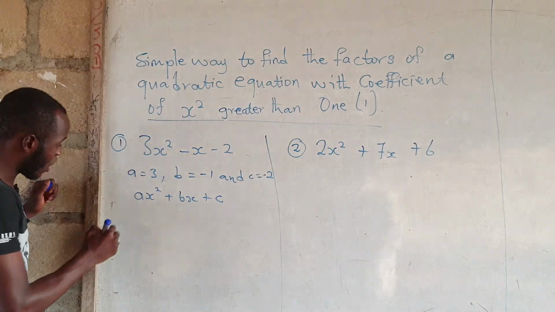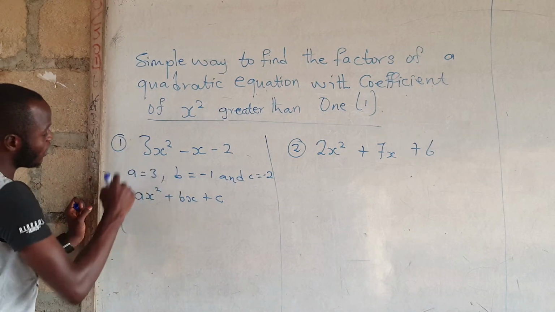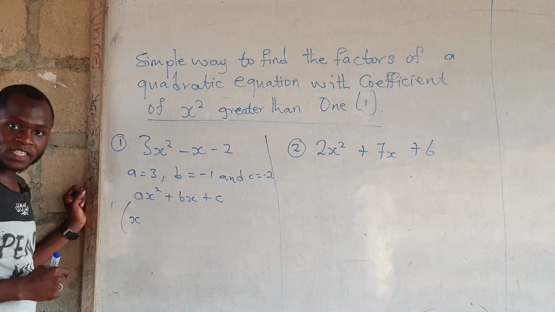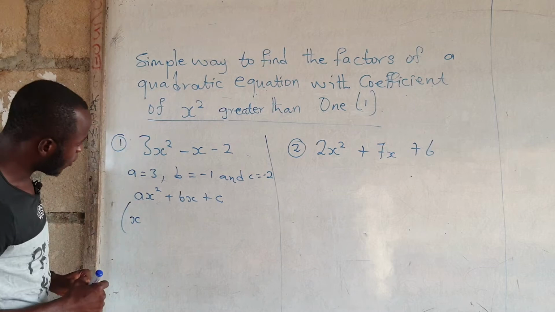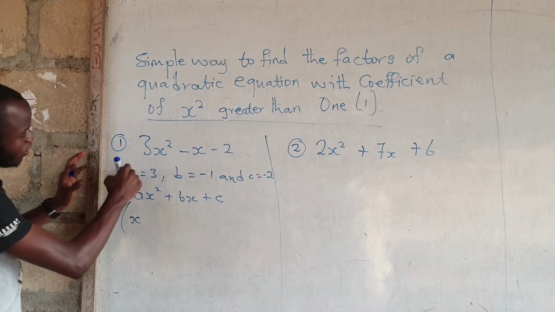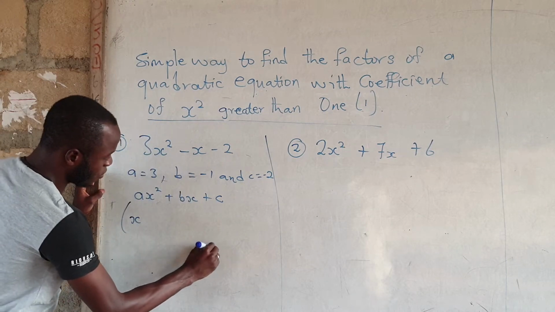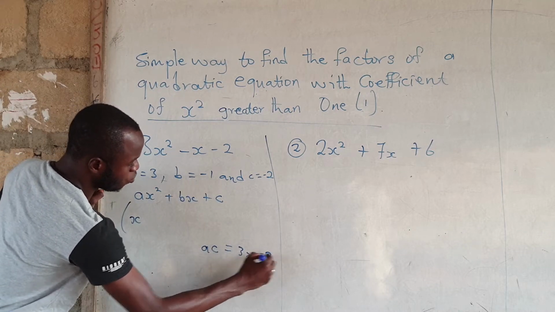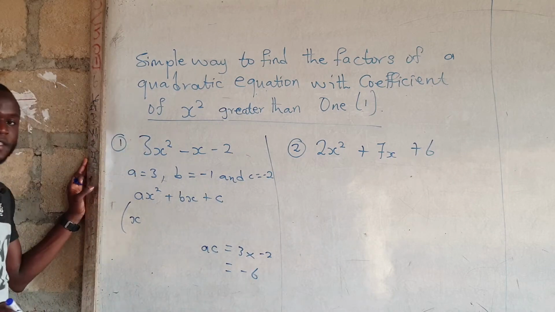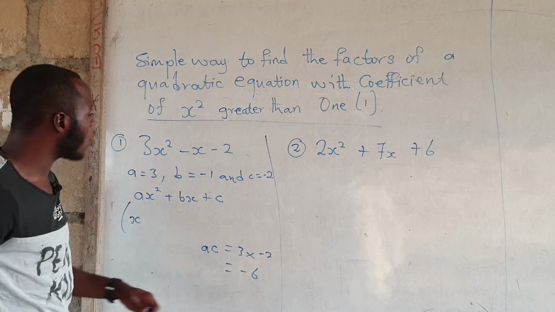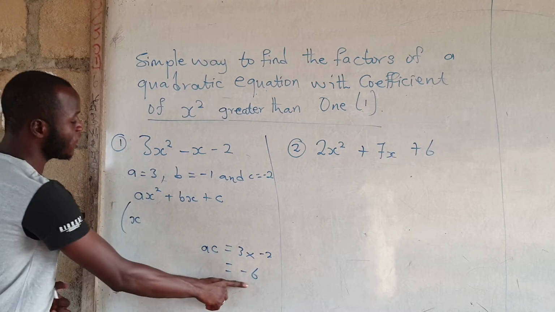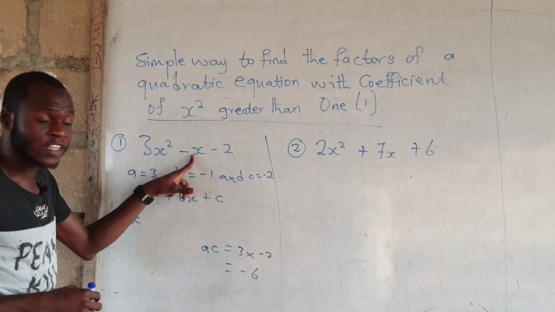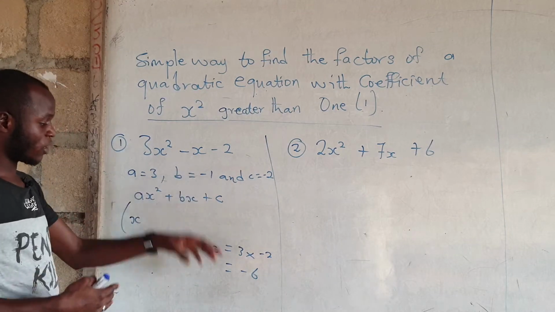Now the first thing that you have to do is to open up a bracket and then write the variable given to you in the equation. In this case, we have x. The next thing is to multiply a and c. So ac will be 3 times -2, which is -6. So when we have -6, we have to look for two factors of -6, which if we add, we will have -1, the coefficient of x, and when you multiply, you have the -6 that we had.